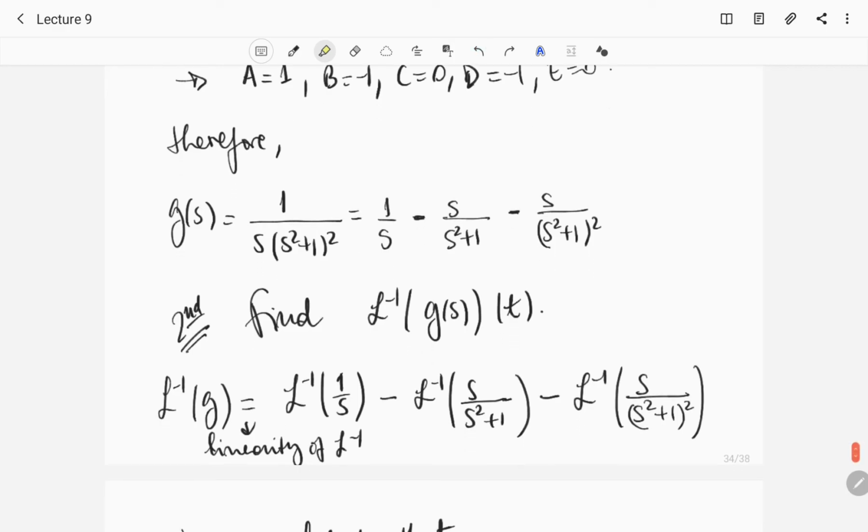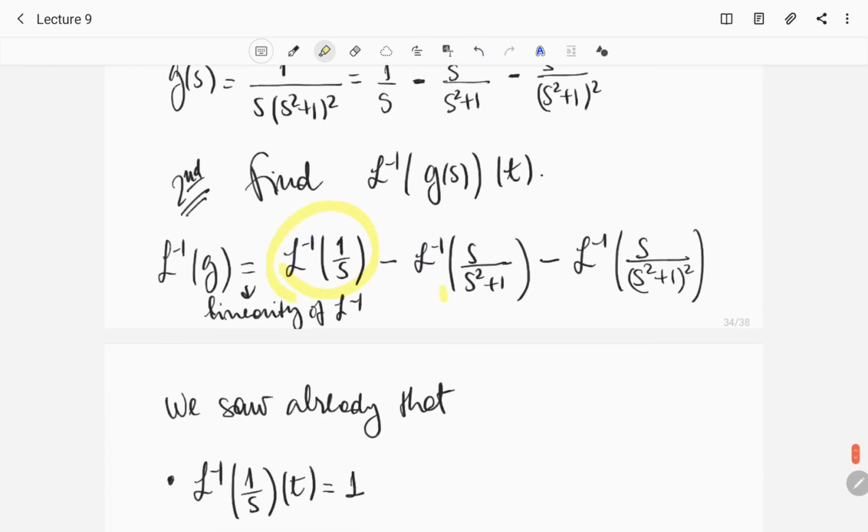Second exercise is, okay, now that you have your function written in a nicer way, you will be able to compute the inverse Laplace transform of this function. Using the key property, linearity of the inverse Laplace transform, this minus goes out of the inverse Laplace transform, as you can see here in this step. And then we try to check that these guys are something that we already know.